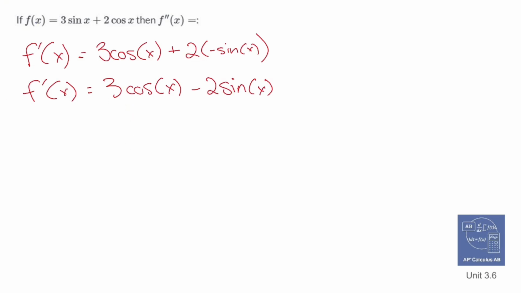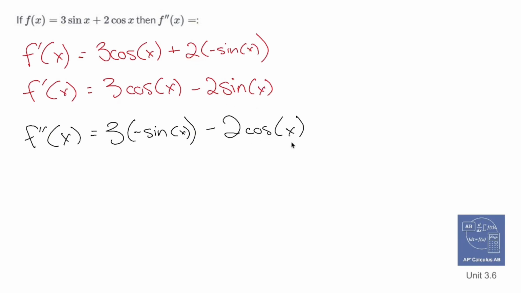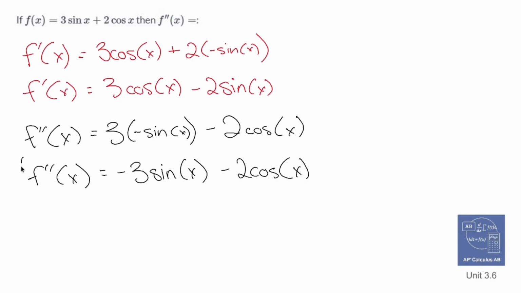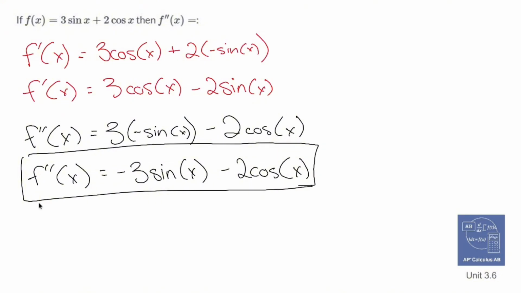Okay, now the second derivative is just me taking the derivative of that guy right there. So the derivative of 3 cos x is going to be 3 negative sine x minus 2 cos x. And cleaning that up a little bit is just going to be negative 3 sine x minus 2 cos x. And that, boys and girls, is all she wrote. There you have it. Dunzo.